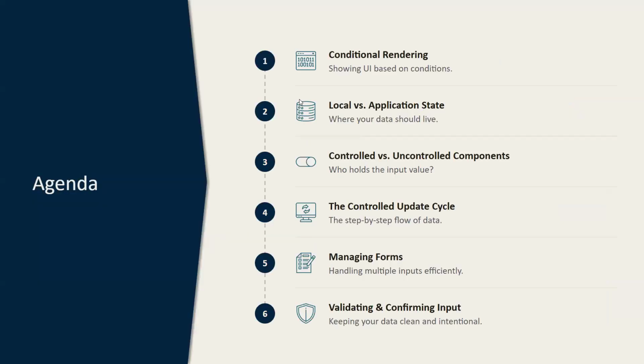All right, so this is the agenda for today. We will start with conditional rendering, then talk about local versus application state, and then we will talk about controlled versus uncontrolled components. After that, we'll take a look at the controlled update cycle, managing forms, and then confirming user input before we move into the coding examples. So the goal for these sessions is just to understand the concepts and get familiar with them, and then we will take a look at what they look like in actual React code.